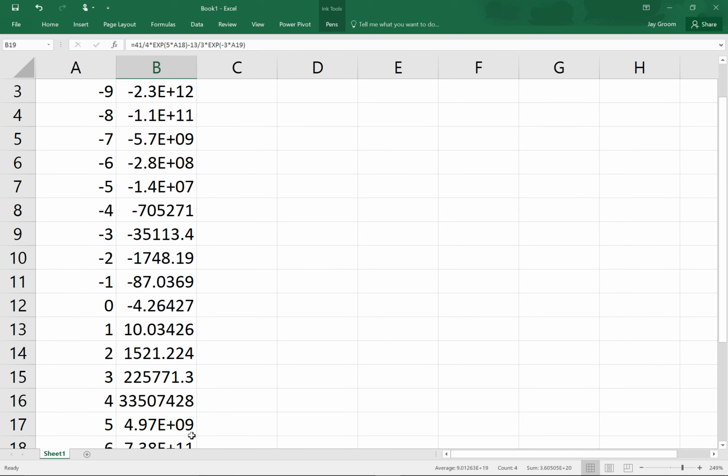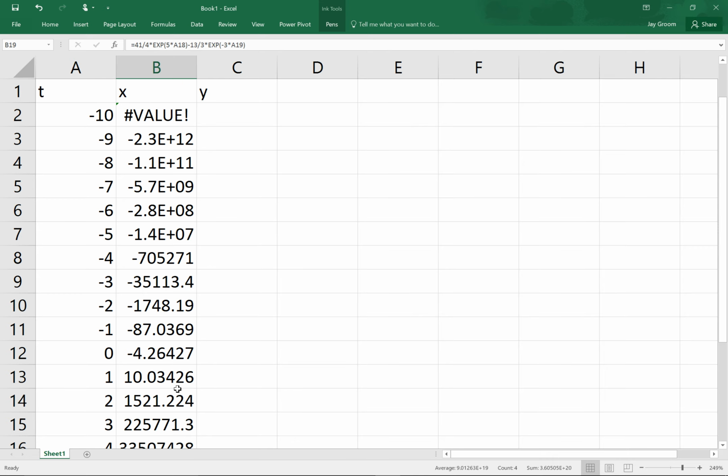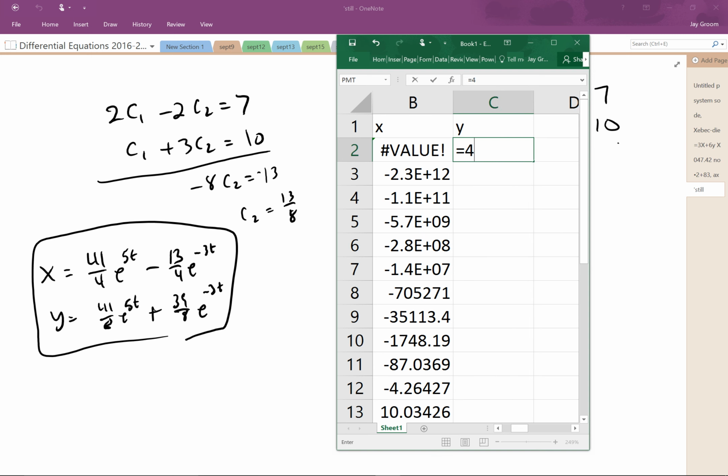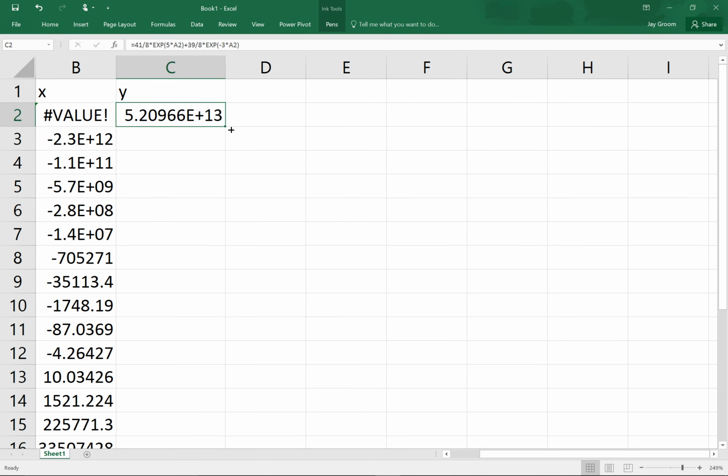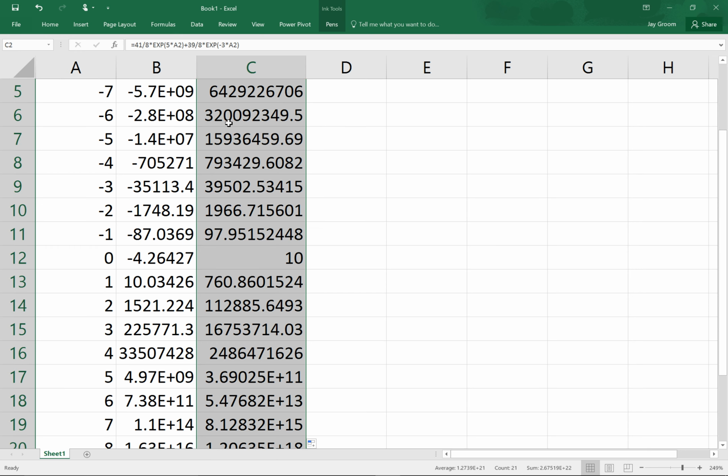That's the idea. So notice as t is approaching 0, this function is getting smaller. It goes negative actually and then comes back up. Same thing should be basically happening to y, correct? Let's make this smaller and do y as well. So equals 41 divided by 8 times exp of 5 times t, plus 39 divided by 8 times exp of 3 times t. That's a big number. Not really shocked by this. Copy it down. And it also came down to a minimum in the middle there somewhere.